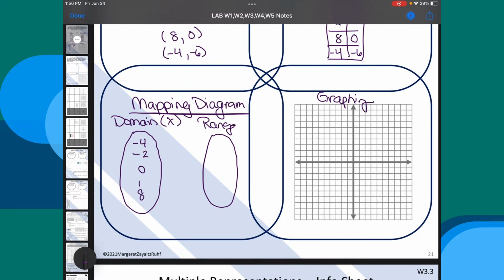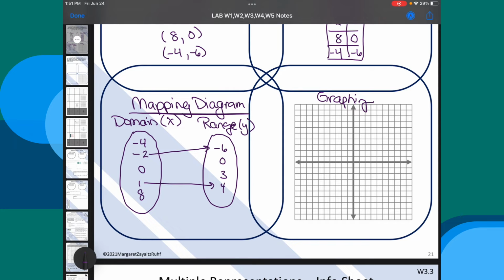We're going to map it over to the range, which is the y values. These also go in order from smallest to largest, and I should also note that we do not repeat any values. So our first point was 1, 4. So our first point, we're going to take 1 and we're going to map it over to 4. The next point was negative 2, 6. We're taking negative 2 and mapping it over to negative 6.